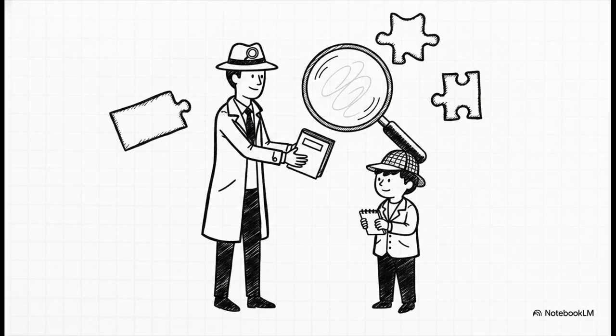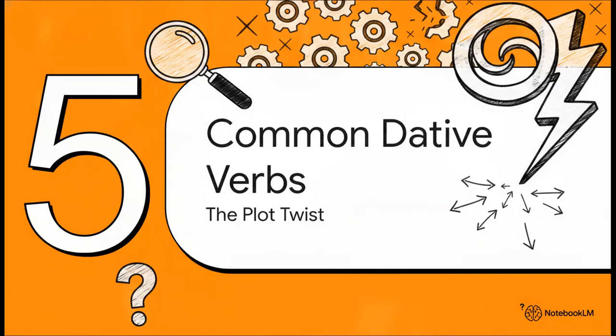Step 4, to whom is it given? Dem Schüler, the student. He's the receiver, making that our dative. Just like that, you cracked it simply by asking the right questions. But wait, there is a catch.